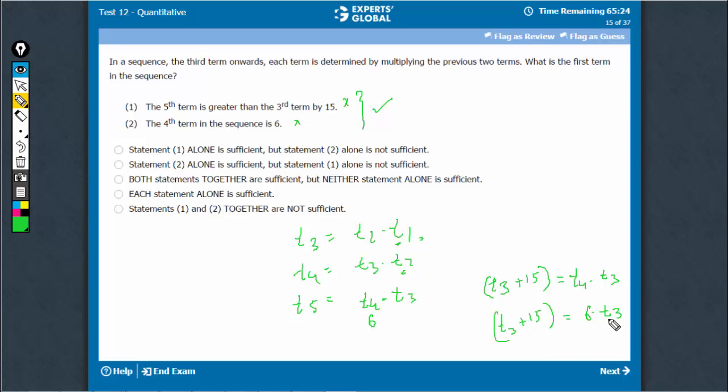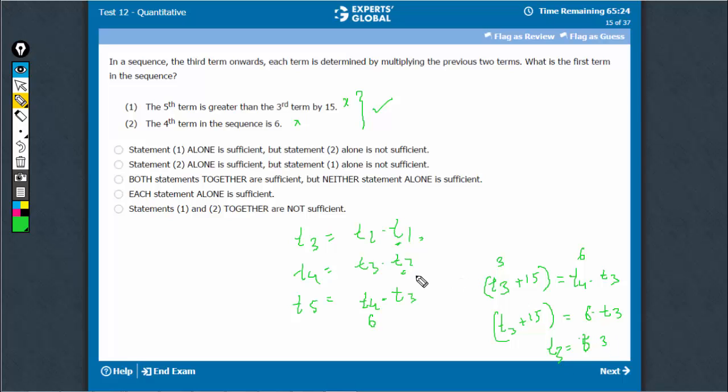So see, 5T3 is equal to 15. This means T3 is equal to 3. So we know T4 is 6. T3 plus 15, 18. 18 is equal to 6 into T3. So that we just found out. T3 turns out to be 3.